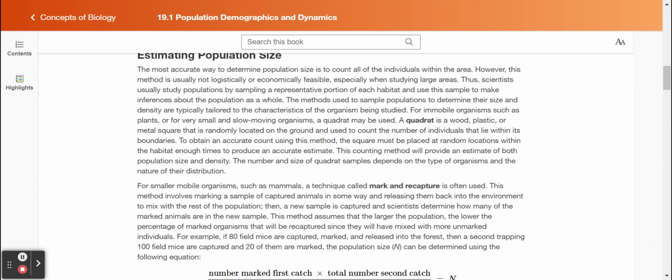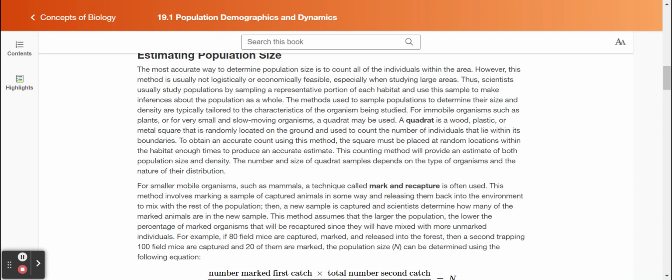The methods used to sample populations to determine their size and density are typically tailored to the characteristics of the organism being studied. For immobile organisms, such as plants, or for very small and slow-moving organisms, a quadrat may be used. A quadrat is a wood, plastic, or metal square that is randomly located on the ground and used to count the number of individuals that lie within its boundaries.